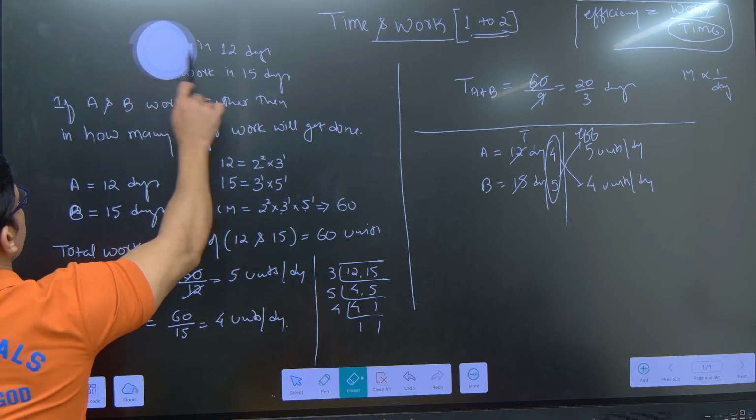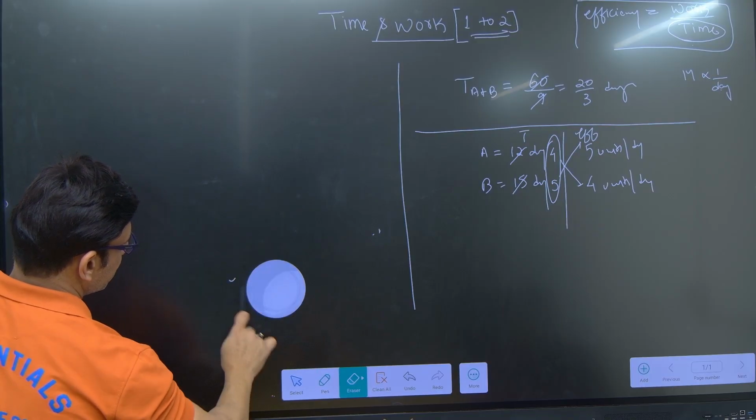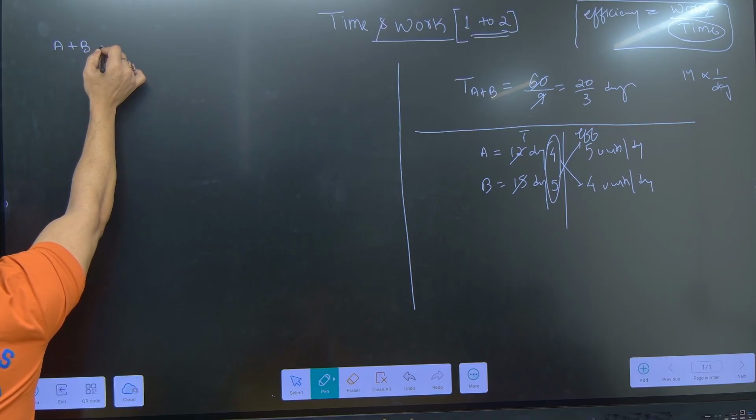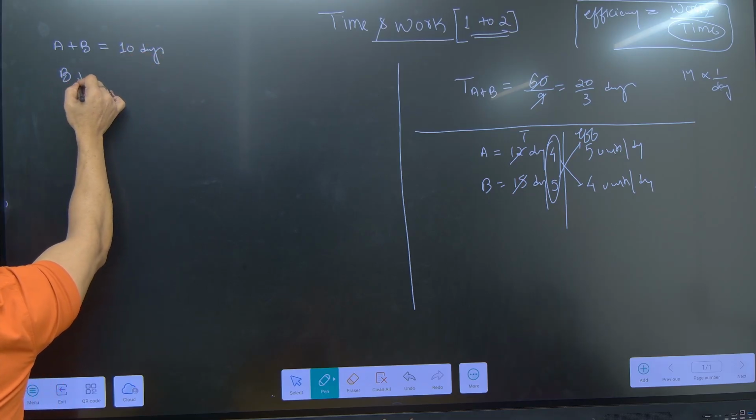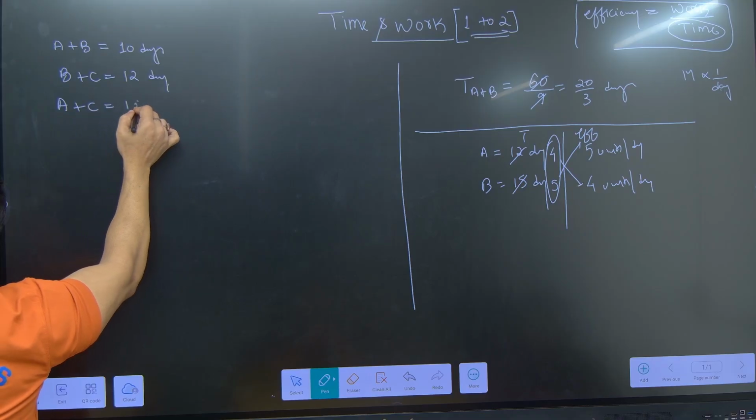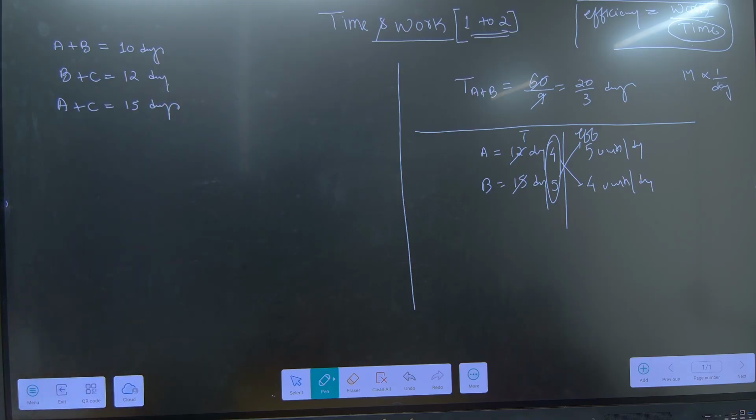So second type of problem is, I'm not writing the entire problem, write it in short form. What is that? See, if A plus B can do some work in, let's say, 10 days, B plus C can do it in 12 days, and let's say A plus C can do it in 15 days. Right? Let A and B can do some work in how many days? 10 days. B and C can do the same work in how many days? 12 days. And A and C can do this work in how many days? 15 days. Now it's not single individual, it's a combination, right?